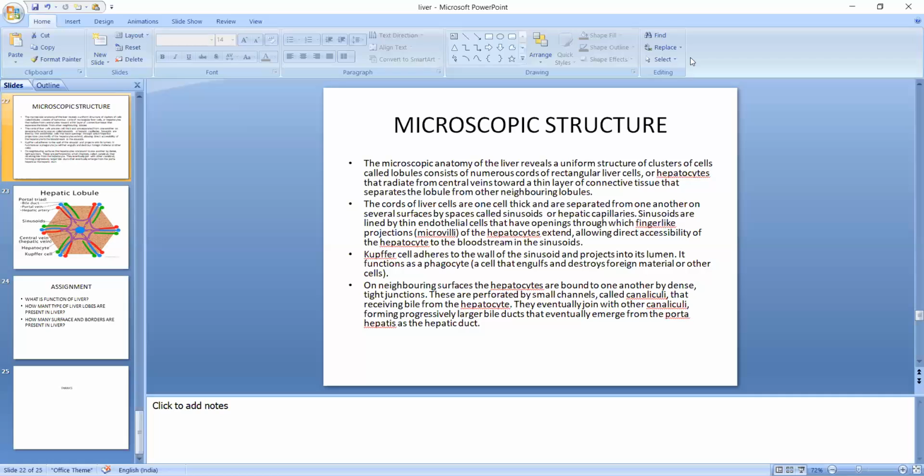On neighboring surfaces, the hepatocytes are bound to one another by dense tight junctions. These are perforated by small channels called canaliculi that receive bile from the hepatocytes, and they eventually join other canaliculi, forming progressively larger bile ducts that eventually emerge from the porta hepatis as the hepatic duct.